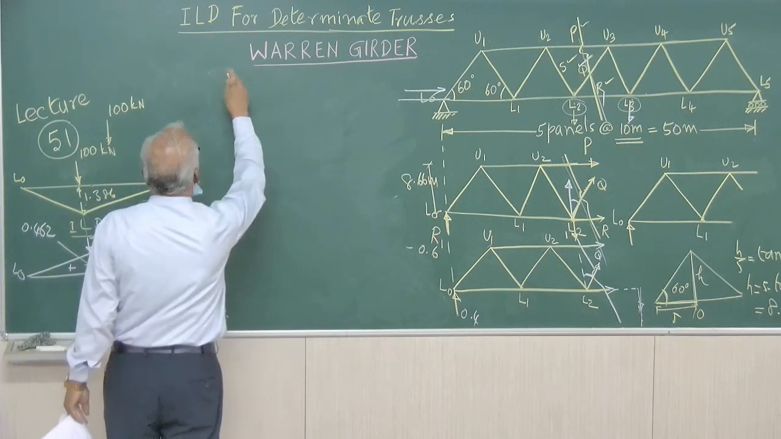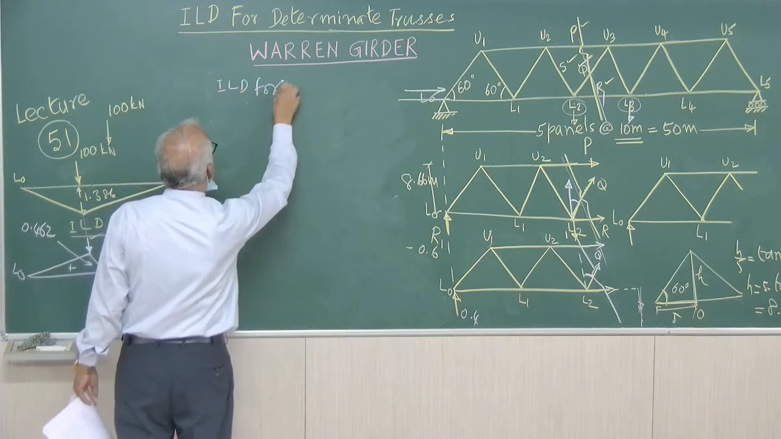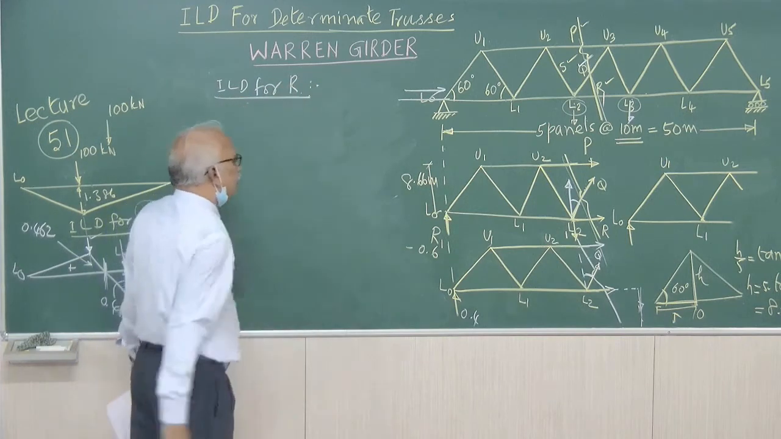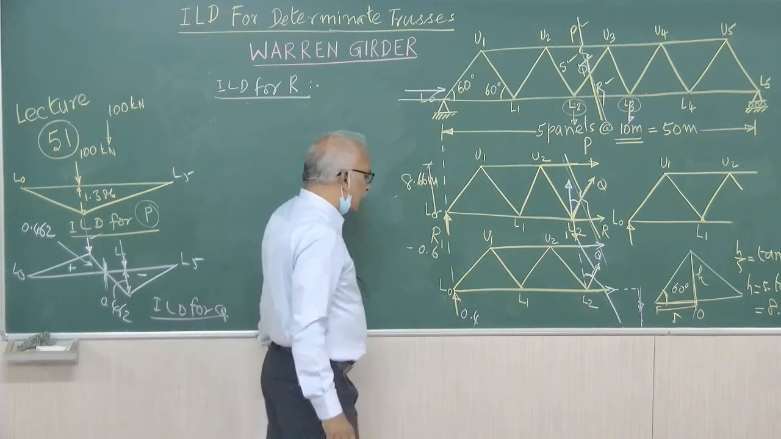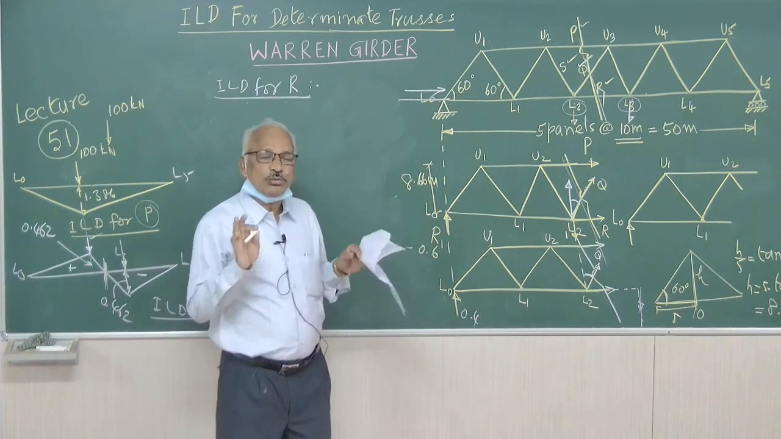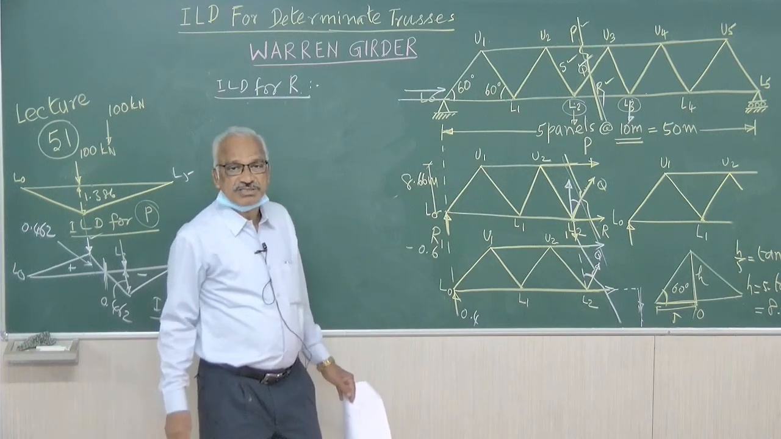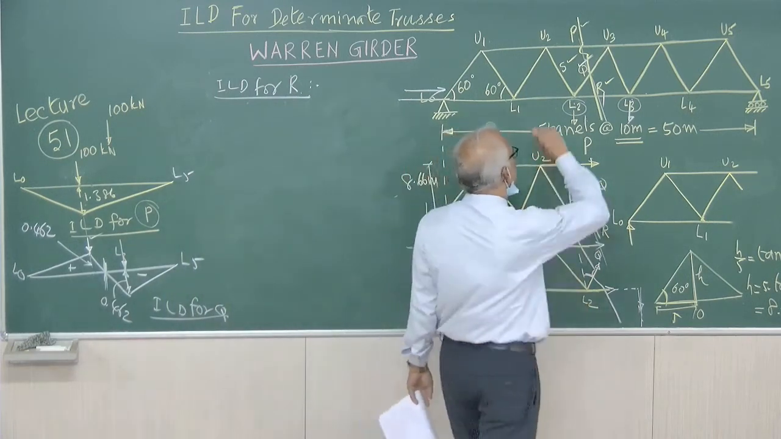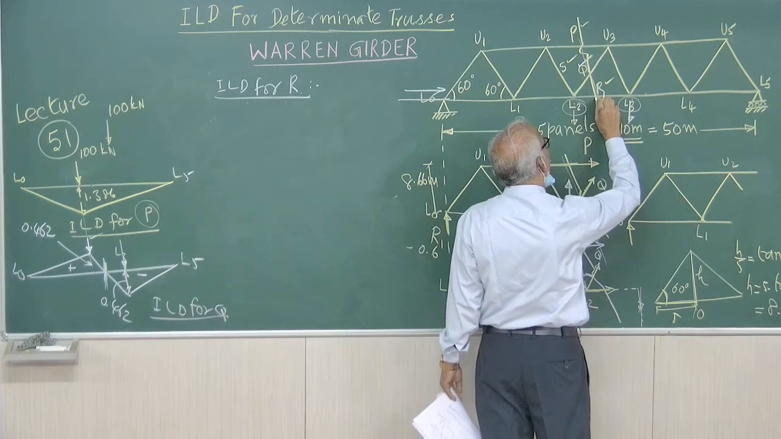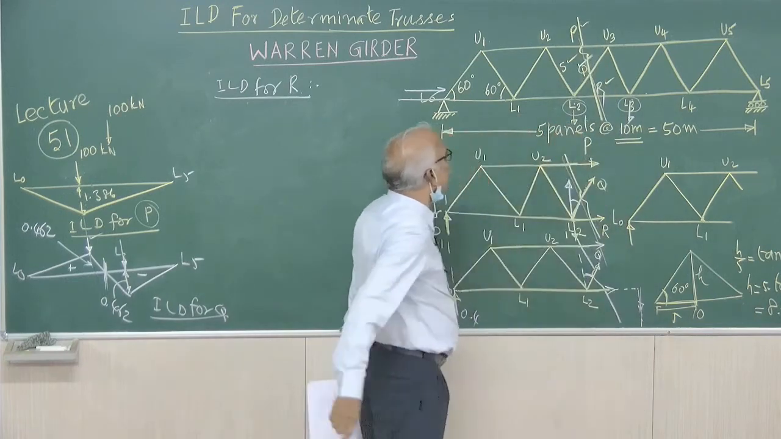Next we will take up ILD for force in the member R. Right. Now here also you have to pass a section through the member R, same time cutting not more than 3 members. Therefore, the same section that you have considered earlier, namely cutting R, Q and P, same section holds good.